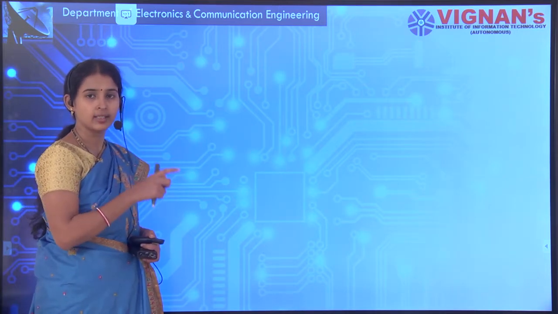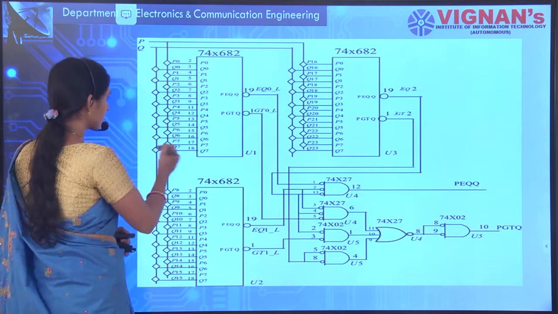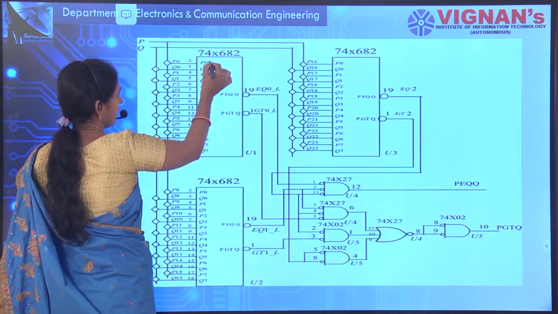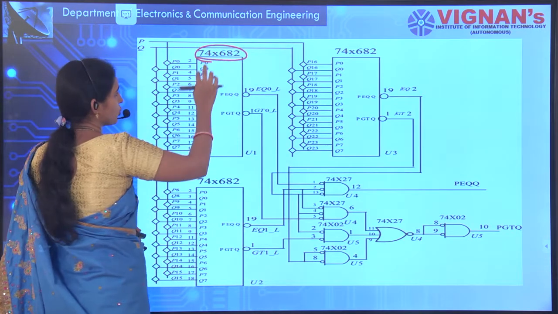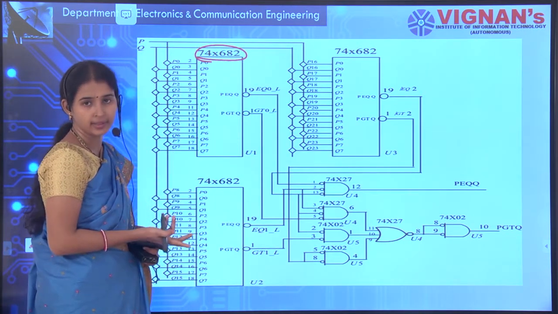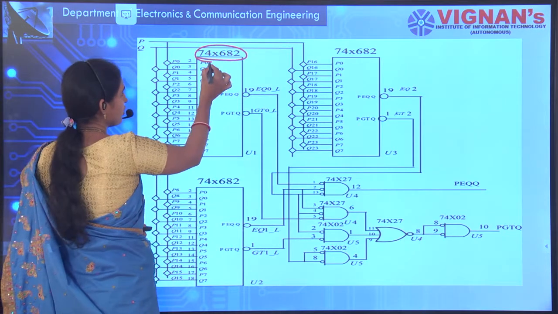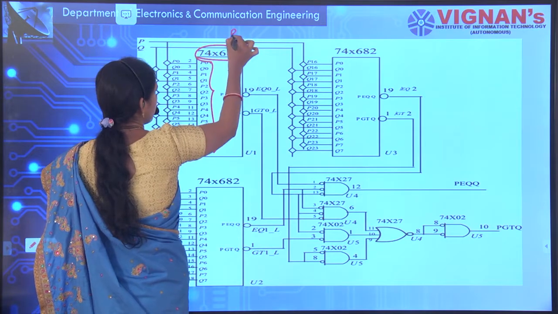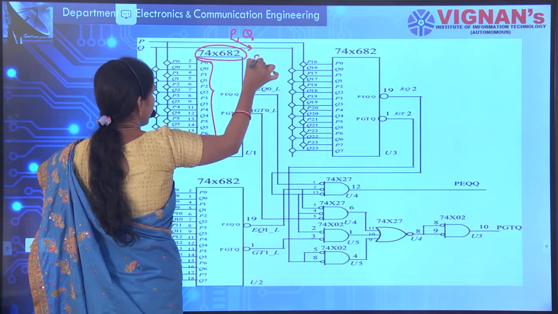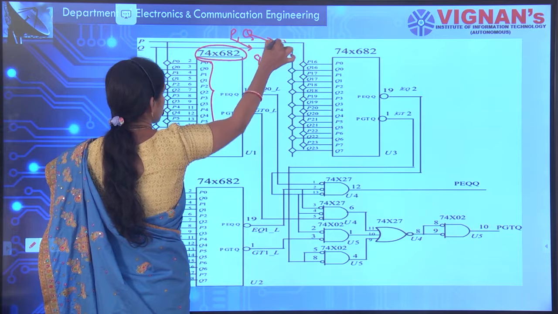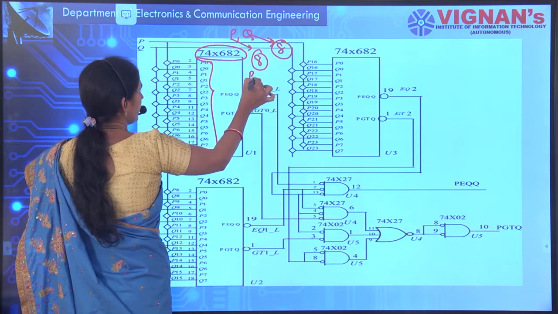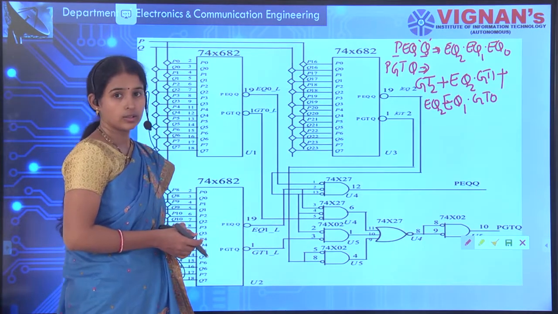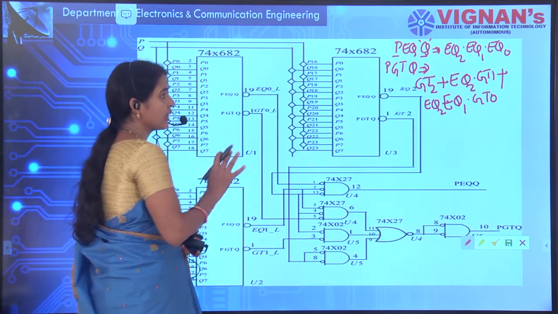That means you will be taking some ICs. See here, you will be considering 8 inputs. 74682 is your 8-bit comparator. That means it will be taking your P and Q values as inputs. P is of 8 bits and Q is of 8 bits, that is P0 to P7 and Q0 to Q7. See here, this is your cascading comparators.